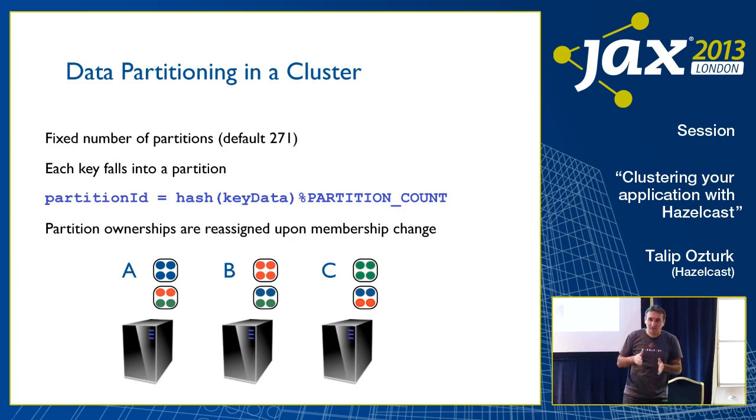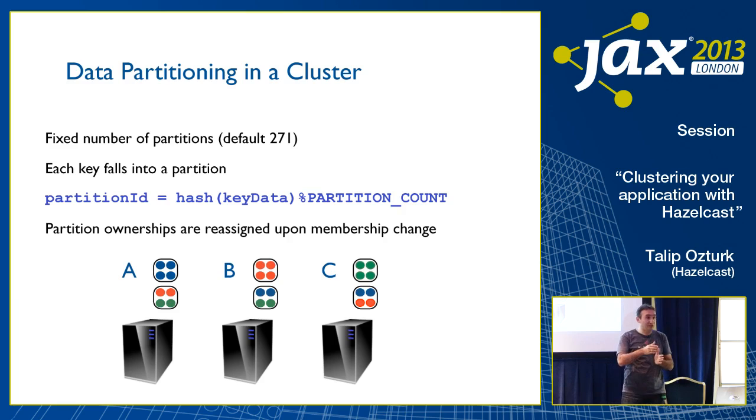So internally, Hazelcast has 271 default partitions. It's virtual stuff, virtual partitions. And the keys will be falling into these partitions. This is how you find out the partition ID: we hash the key and mod with the partition count, which is static, right? So for a given key, we always have the exact same partition ID. And each node will know who owns which partition.